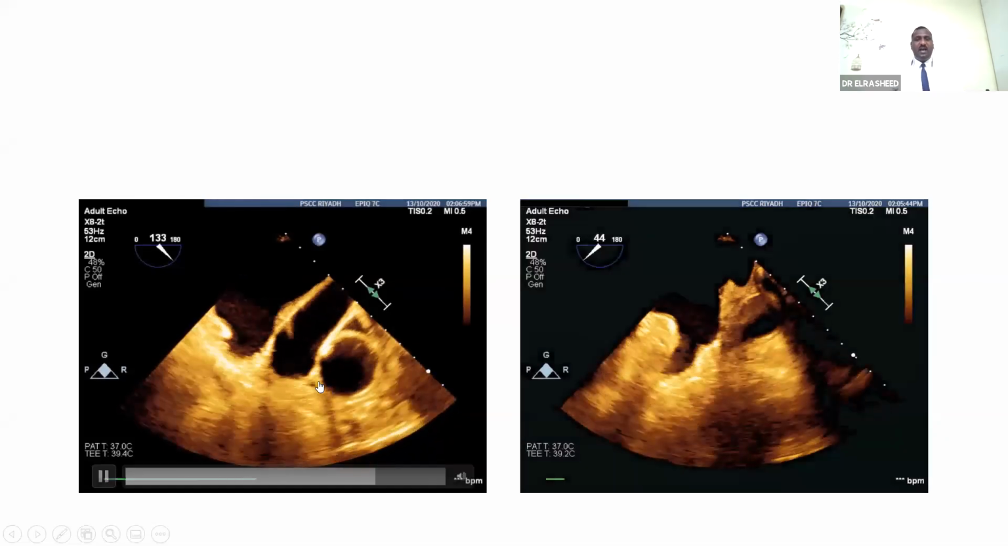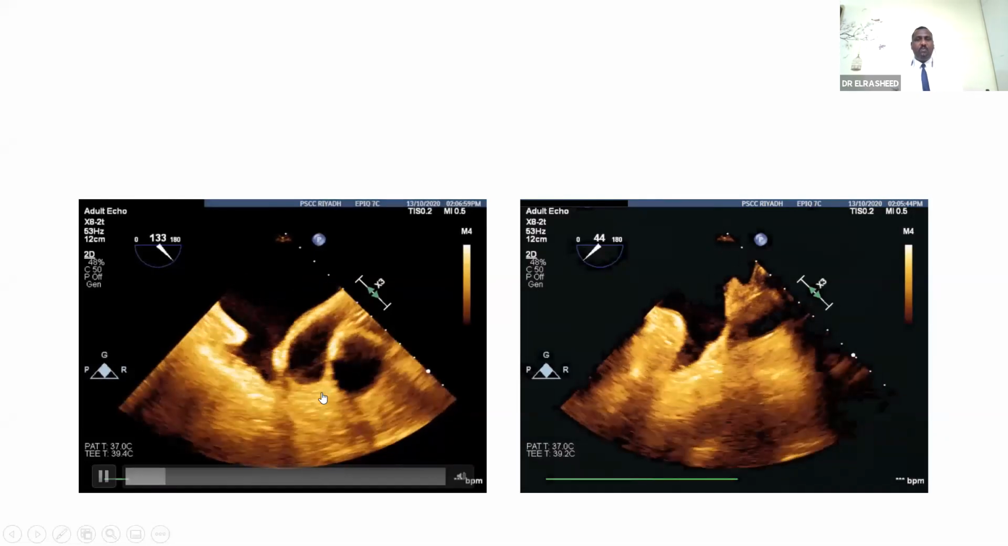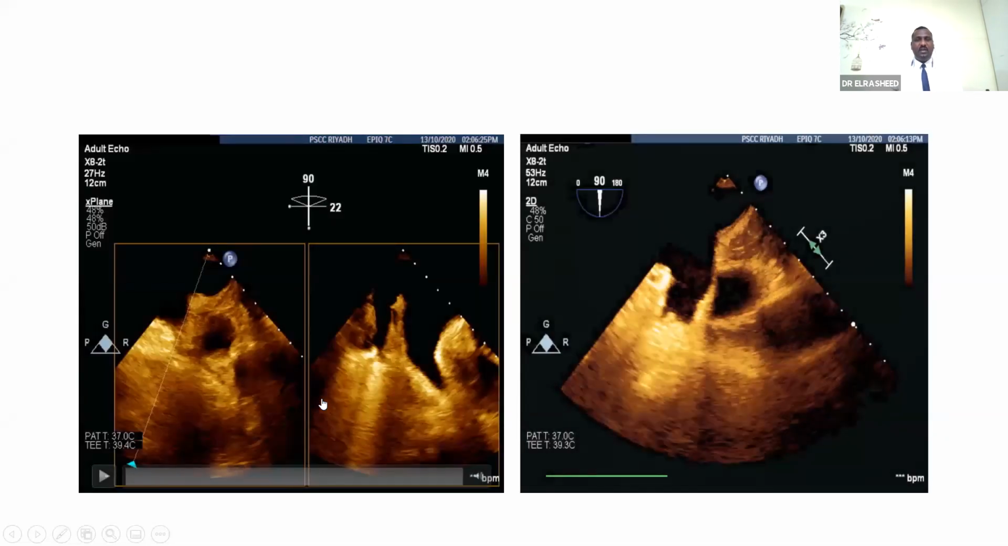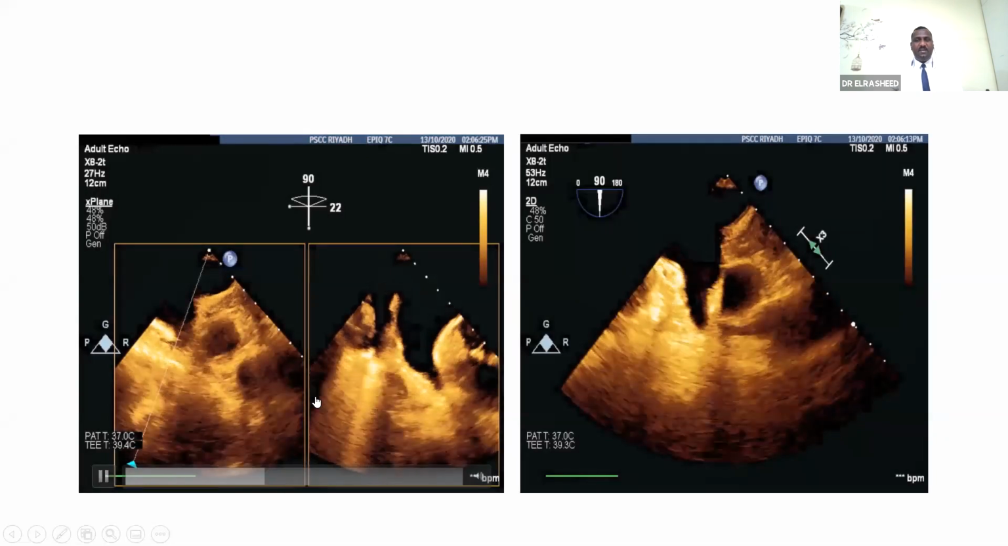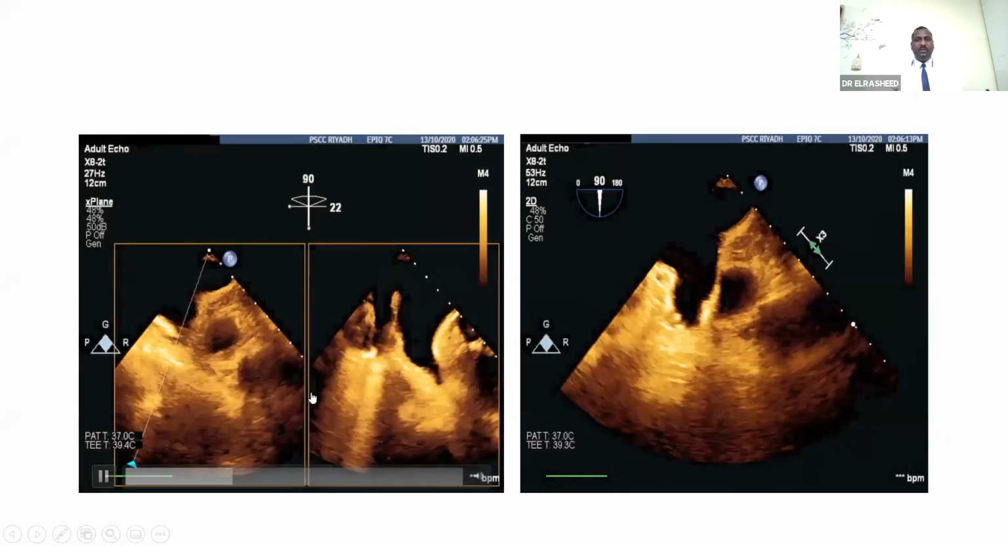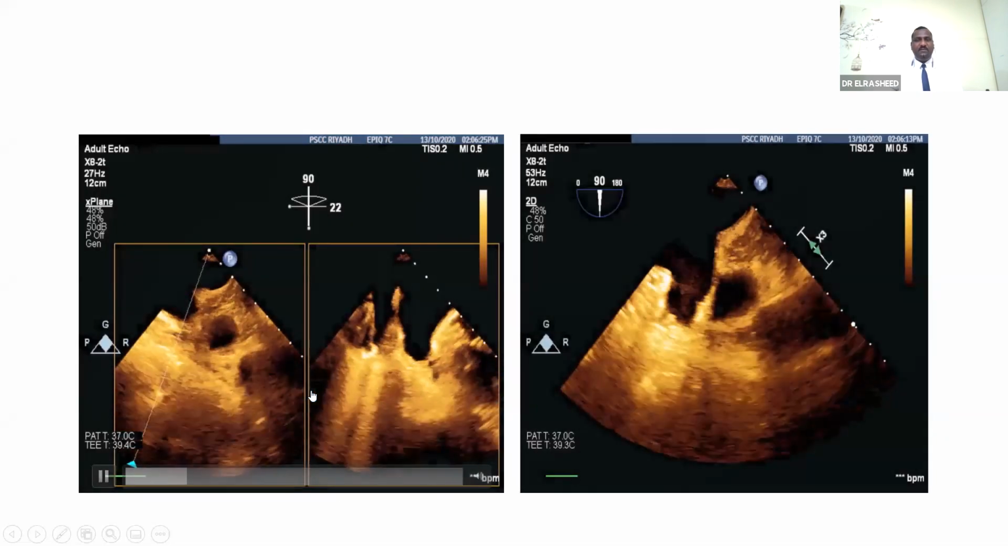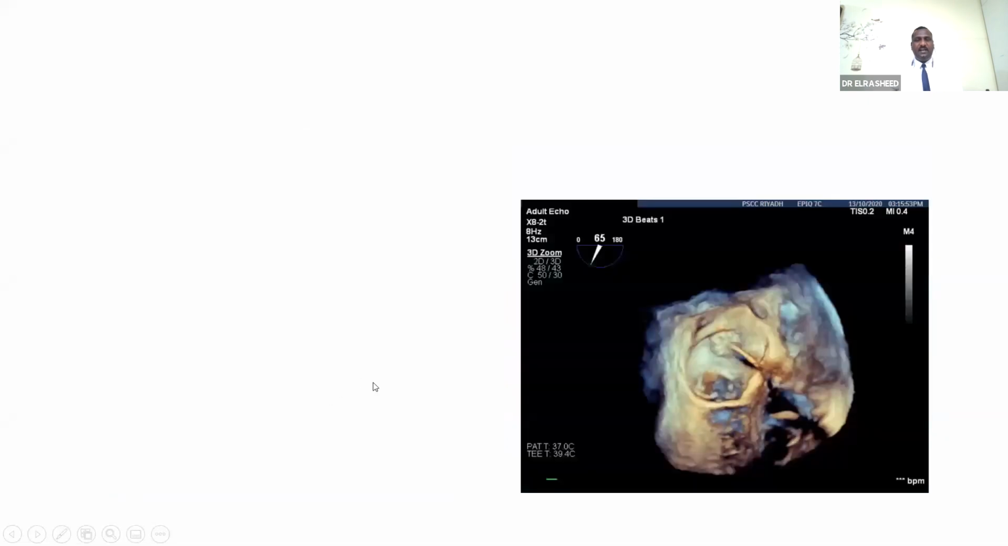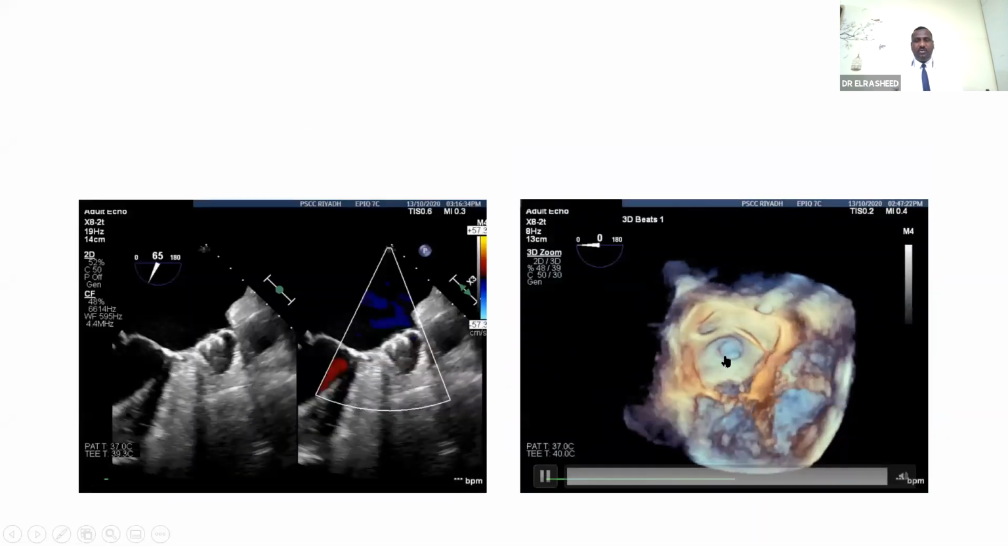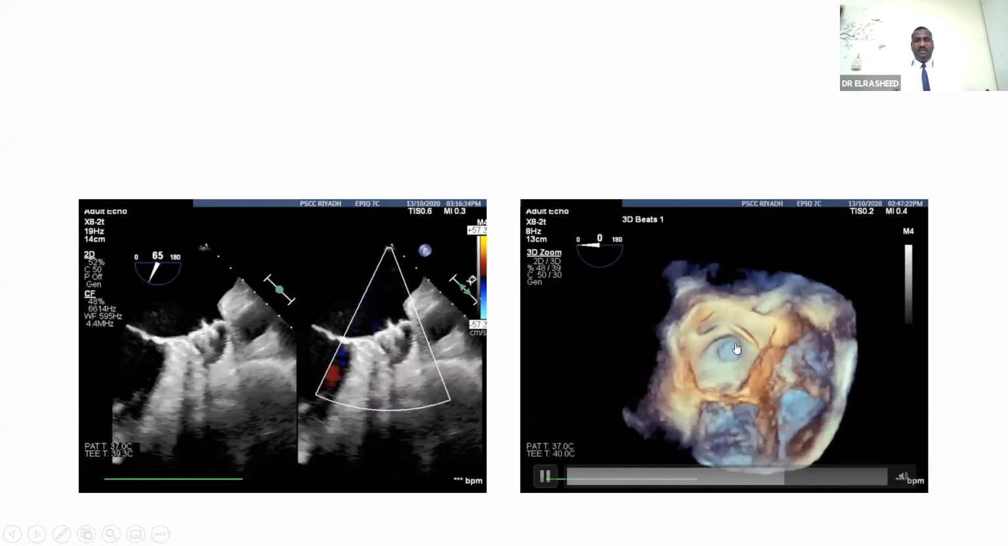So this is, and before the Watchman device, you have to do a comprehensive study. You have to get it from all views, because they are getting measurements from 0, 45, 90, 135. And then after that, you can do 3D also. You can measure it by 3D.